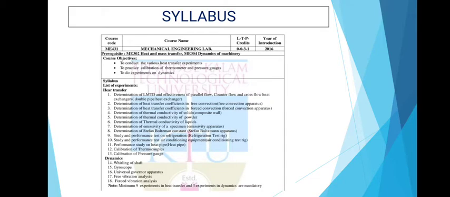This is the syllabus for your subject, and the course objective is to conduct the various heat transfer experiments and to practice the calibration of thermocouples and pressure gauges. Other than heat transfer, you have some extra experiments related to refrigeration, the subject you are going to study in this semester, and some calibration of equipment. So these are the basic syllabus for the subject Mechanical Engineering Lab.